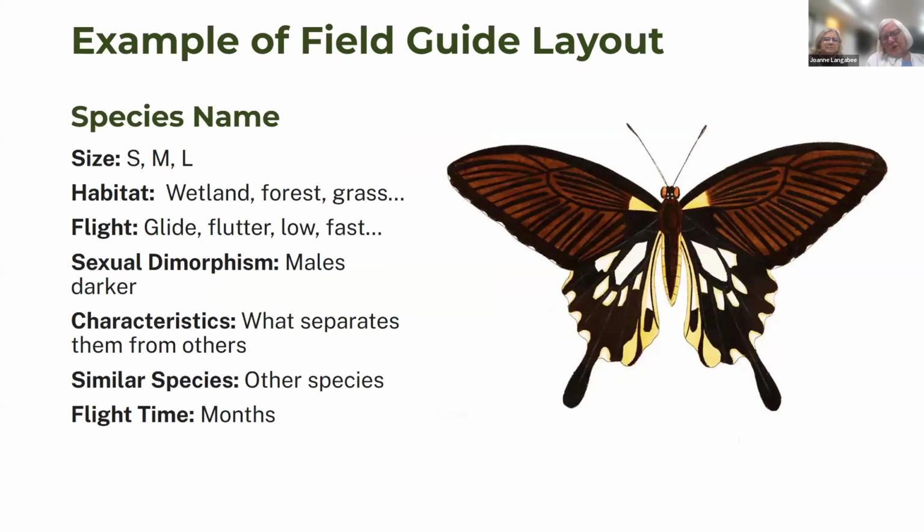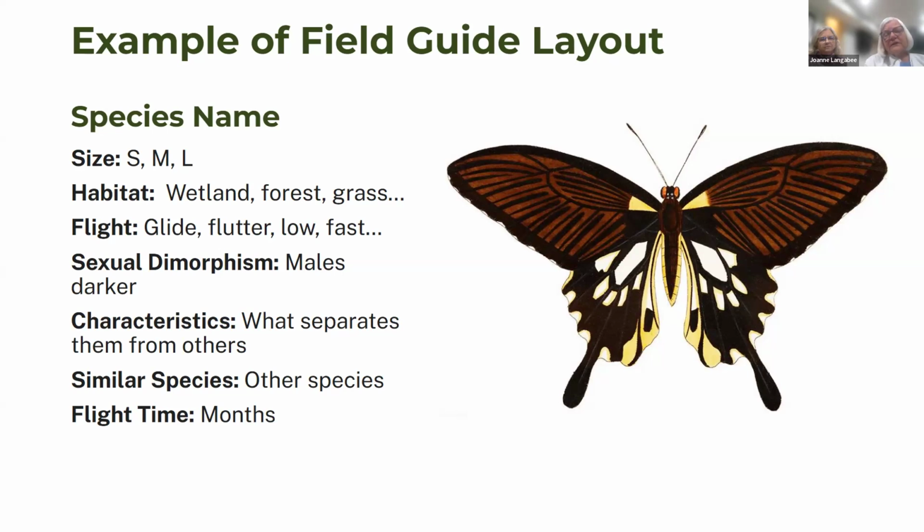This is an example of what's going to be in your field guide, and I'll show you another page here in a minute that we're not going to go over tonight, but we wanted to introduce you to it. They're all laid out the same way. They have the size: small, medium, large. Then we have the habitat where you would likely find them: wetlands, forests, grasses, prairies, whatever it might be. A little bit about the flight. Are they erratic? Do they glide? Do they flutter? Are they low flyers, high flyers?